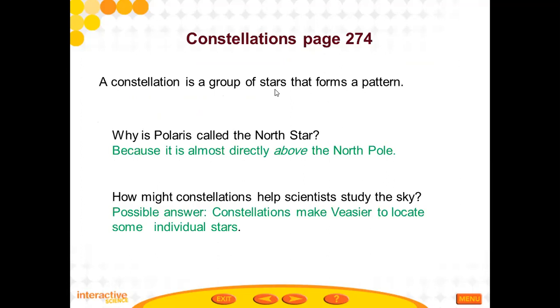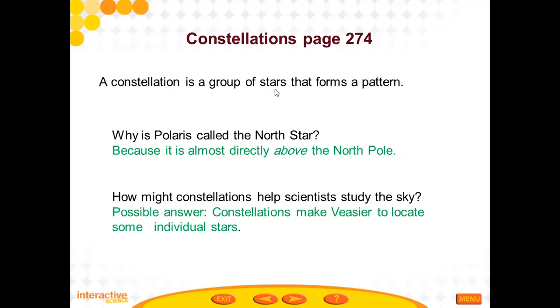What is a constellation? A constellation is a group of stars that forms a pattern. This pattern appears in the sky and we give it a name. For example, we have the Little Dipper and the Big Dipper. In the Little Dipper, we can find Polaris. Why is Polaris called the North Star? It is called the North Star because it is almost directly above the North Pole.